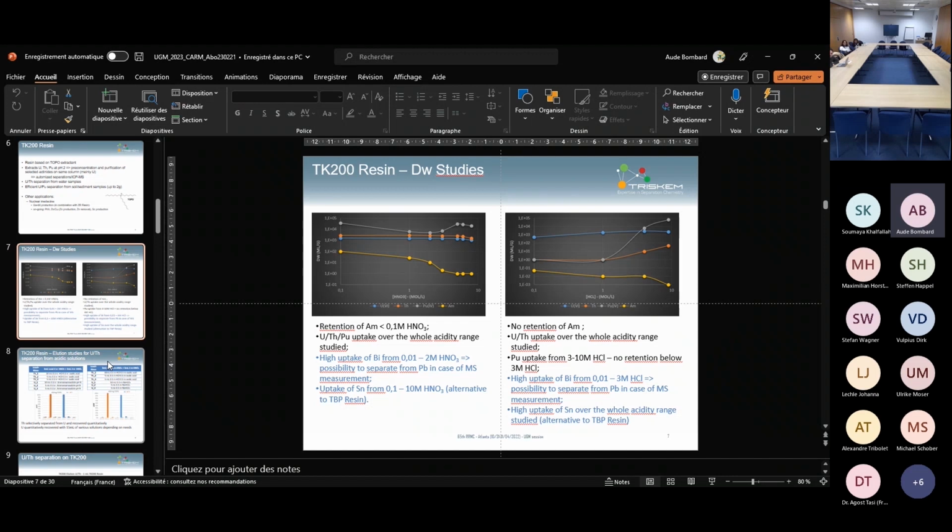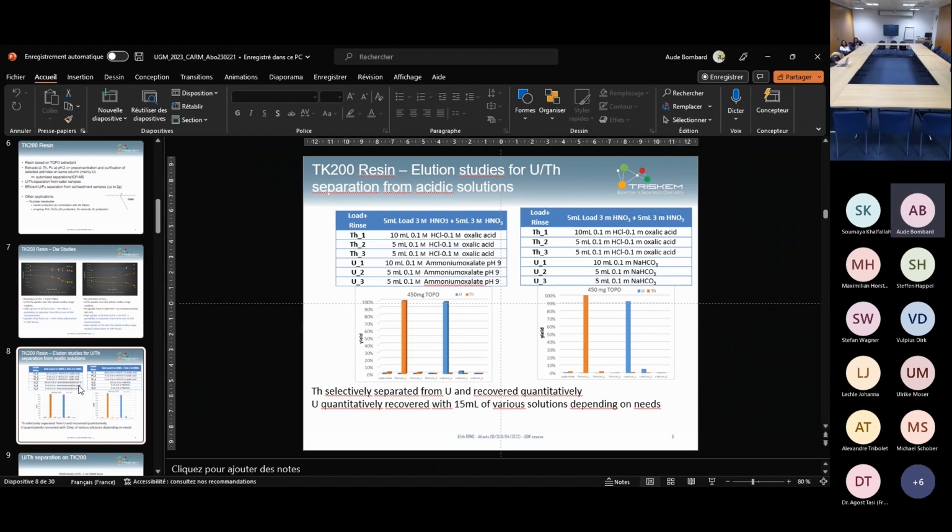As you can see, at very low HNO3 concentration, you can load or fix americium, plutonium, thorium, and uranium. Americium will be the first one to come out, and after, depending on the concentration of the acid, you will be able to do the separation of the other actinides. It's also interesting because it can be used for tin separation, so it can be an alternative to the TBP resin. And for bismuth, there's also a very high uptake, in case of lead separation. So those are other possibilities.